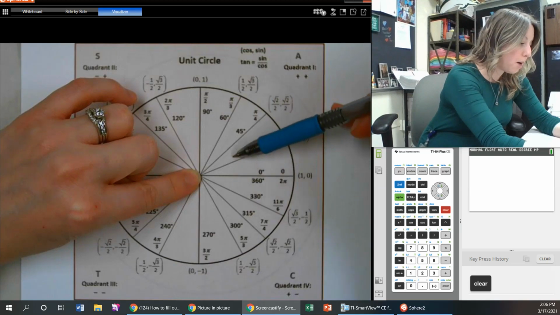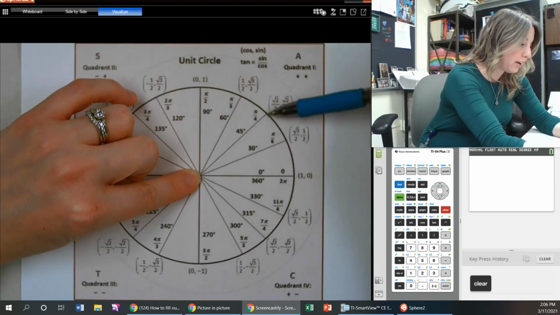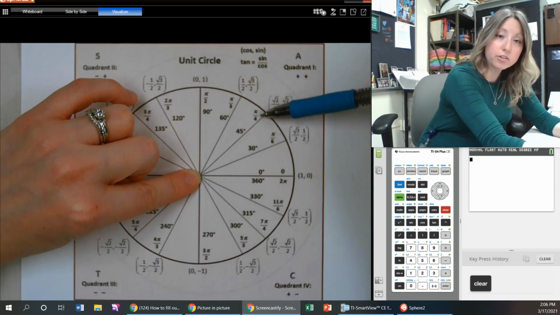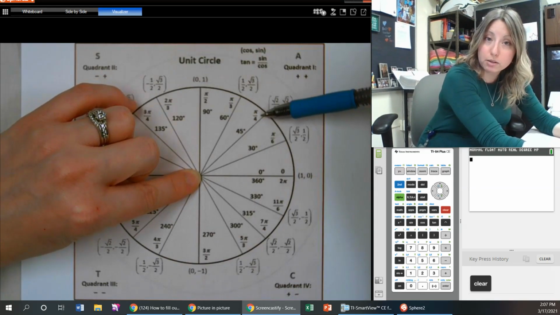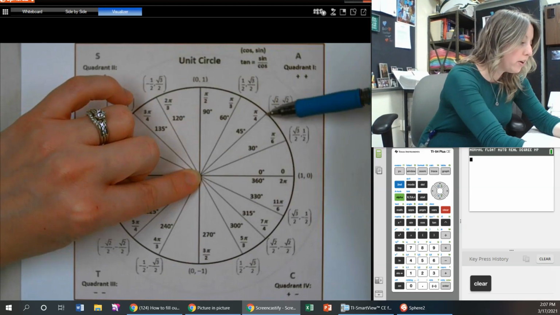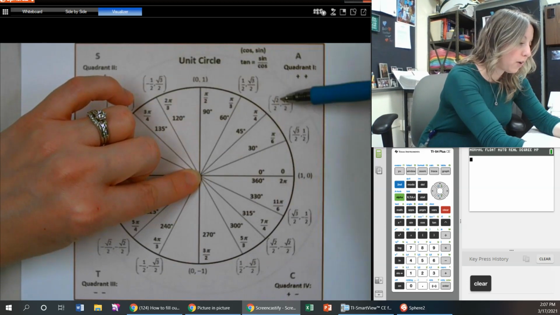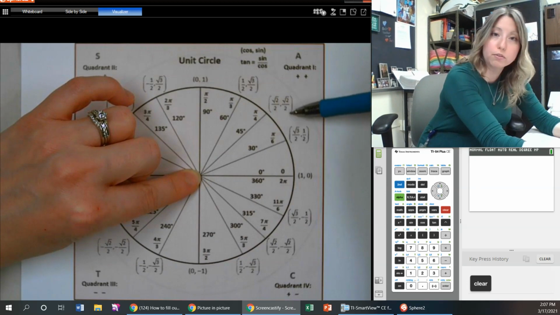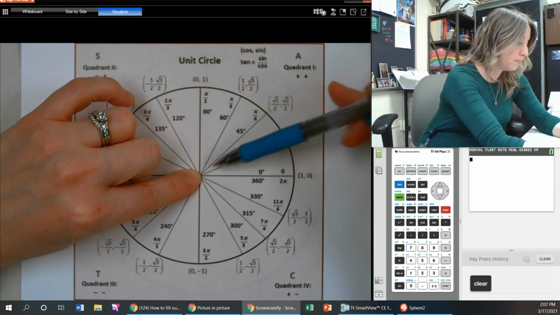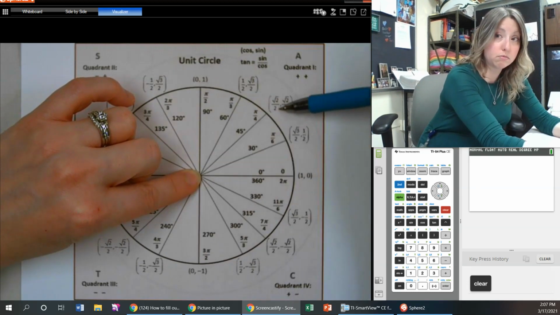Next, continue going up. We go up to the 45-degree angle right here. This 45-degree angle is also known as pi over 4 in radian measure. This point that it forms on the outside of the circle is radical 2 over 2, radical 2 over 2. This probably sounds familiar, doesn't it?